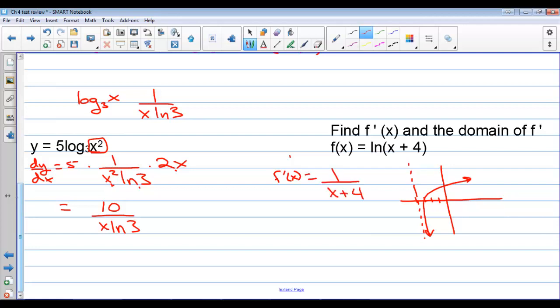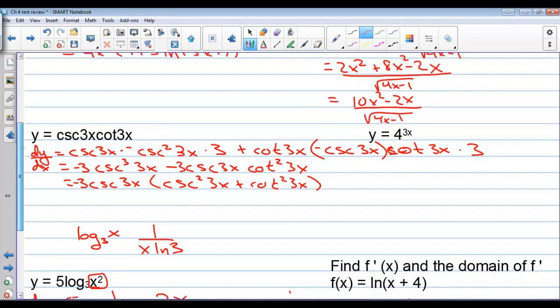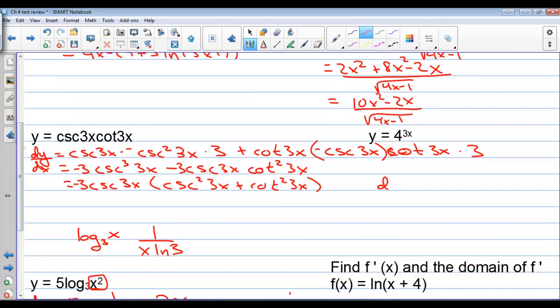Now, if 1 over x plus 4 was all by itself, the domain would be negative infinity to negative 4 to infinity. But the graph doesn't exist from negative infinity to negative 4. So the domain for this one is negative 4 to infinity. Oh. No, that was right. I was thinking of something else. That was right. Negative 4 to infinity. Oh, there it is. It kind of blends in. All right, very good.